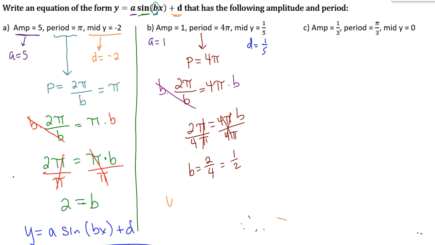We would say y equals, amplitude a is 1. Do we need to write the 1 there? No, he's a superhero. He doesn't have to be written there. He's usually invisible. He only gets written when we need him. So we're just going to say sine. And then we've got a b of 1/2. Put the x in there. And finally, our midline, it's positive, so it's going to be plus 1/5.